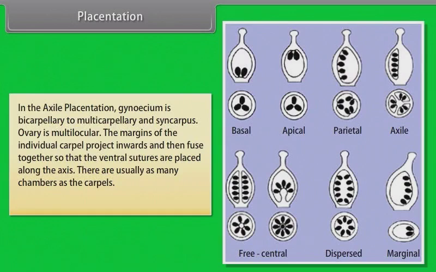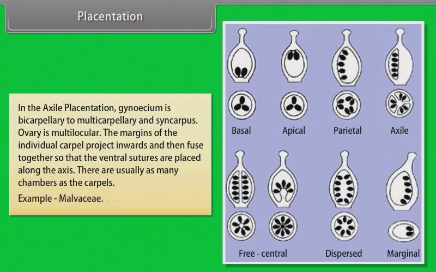In the axial placentation, gynoecium is bicarpellary to multicarpellary and syncarpous. Ovary is multilocular. The margins of the individual carpel project inwards and then fuse together so that the ventral sutures are placed along the axis. There are usually as many chambers as the carpels.